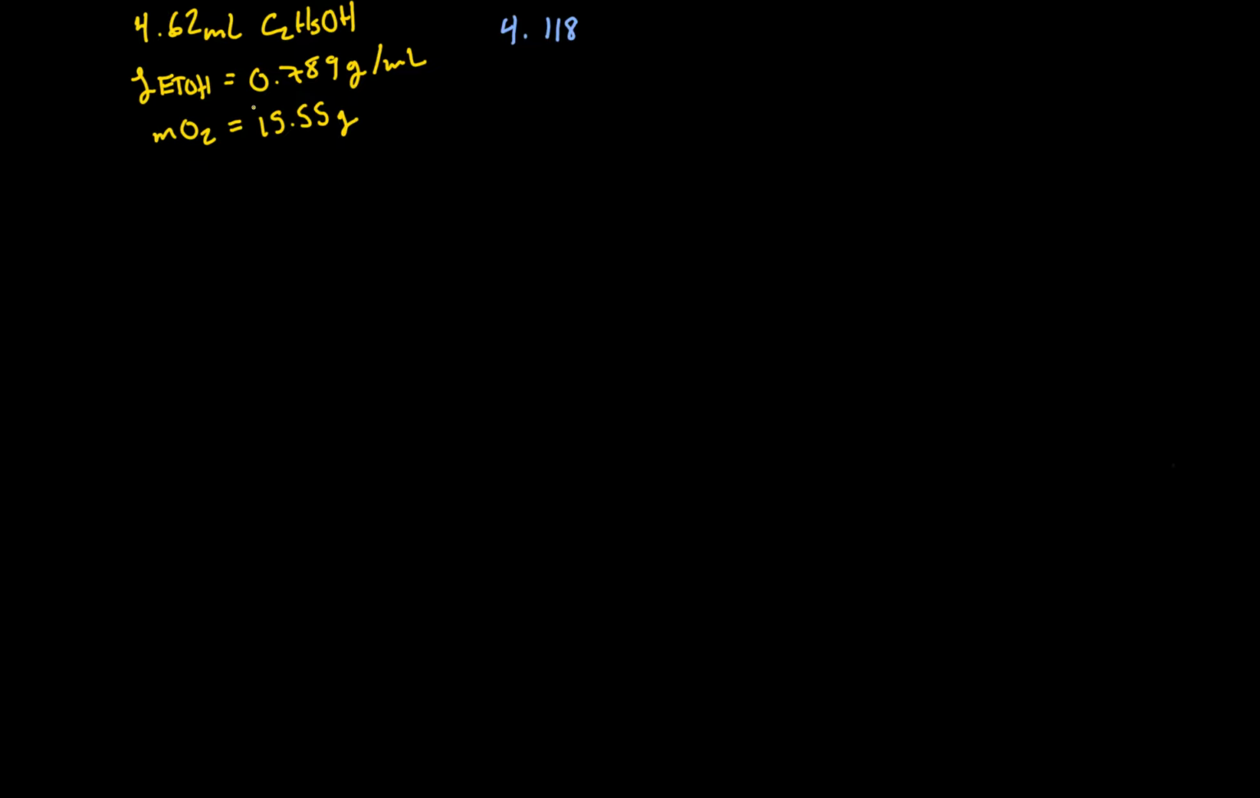Yields 3.72 milliliters of water. So volume of H2O equals 3.72 milliliters, with a density of 1 gram per milliliter. Alright, determine the limiting reactant, theoretical yield of H2O, and percent yield for the reaction.